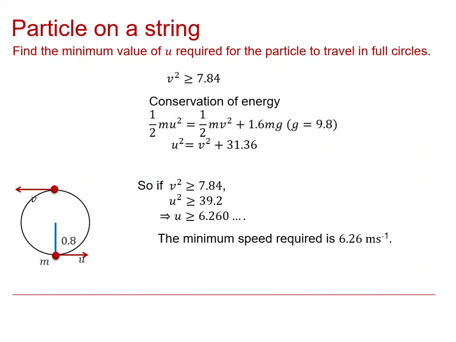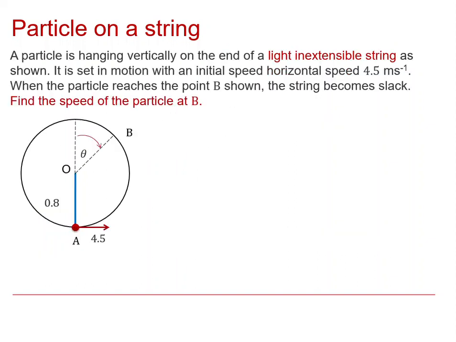Well then, if we're insisting that the tension stays positive to the top, that's really the worst case. If we didn't give it enough speed to get to the top, there must be a critical point where the tension first goes 0. So let's look at an example which brings that into play. So here we have a light inextensible string as before, very similar setup, but this time instead of having the necessary 6.26, we've got 4.5.